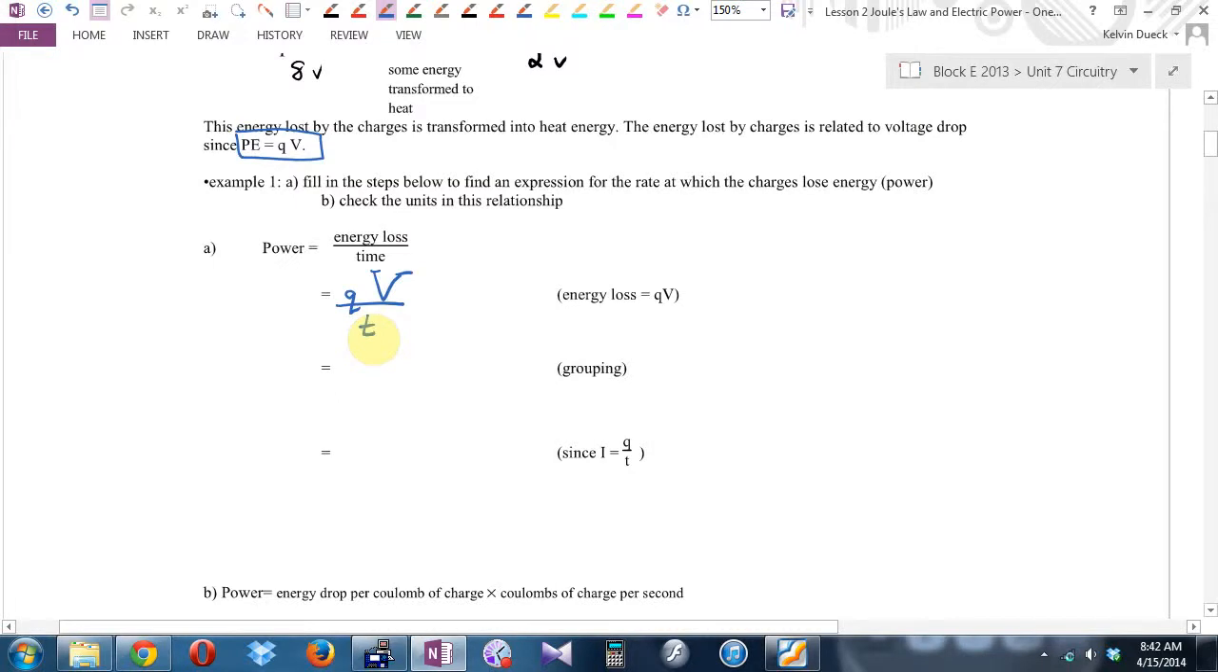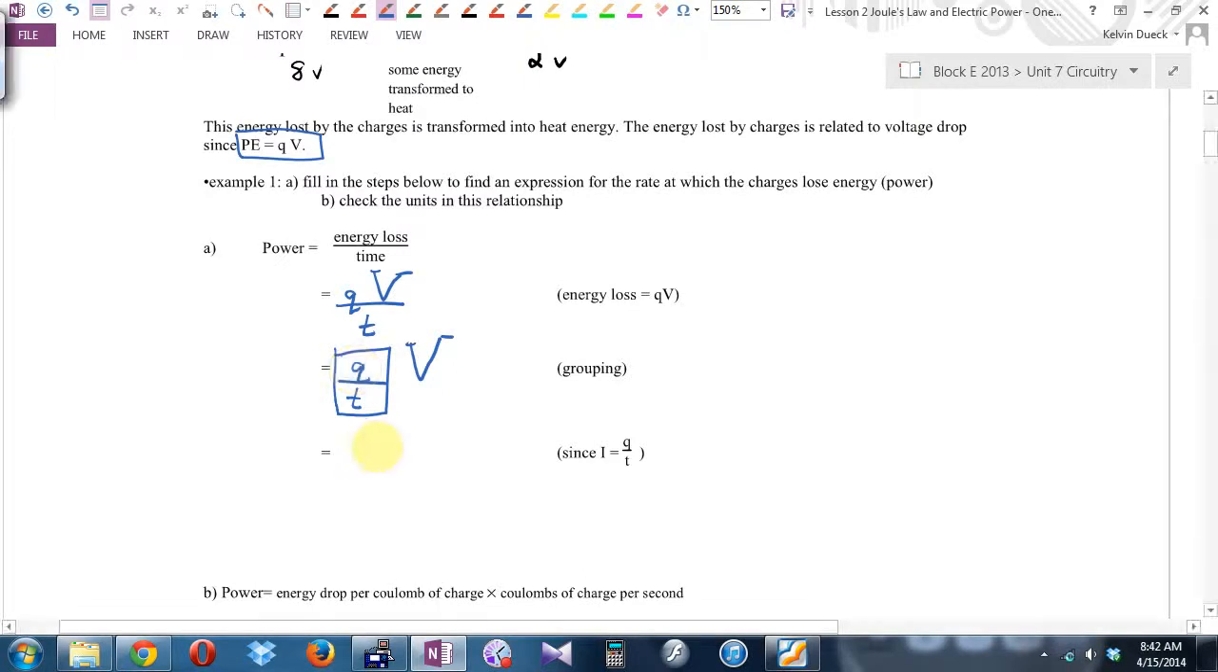And then I wrote grouping. What I really mean is I want you to look at Q over T times V. This is what I want to group. What was charge divided by time? I'll give you a hint. It was part of last day's lesson. It's also on your formula sheet. It's current. It's also in brackets on the next line.